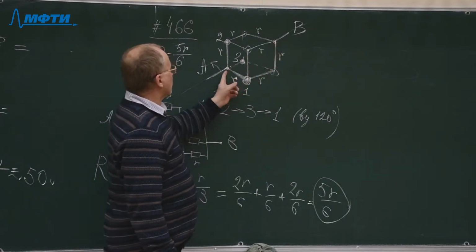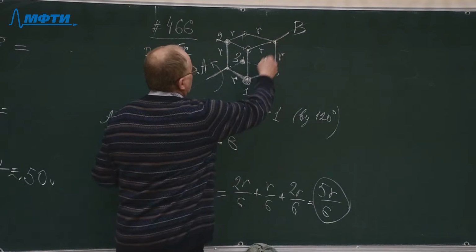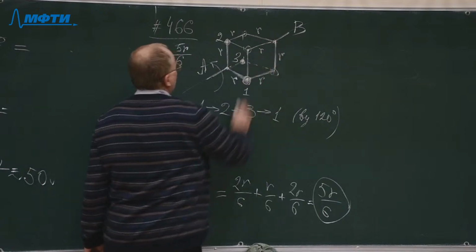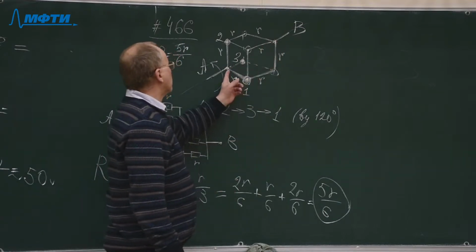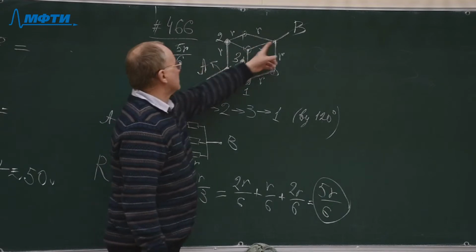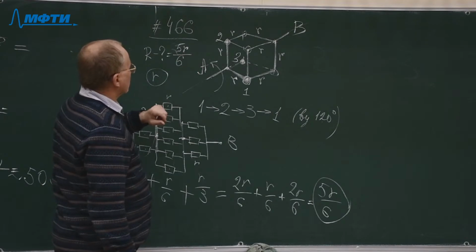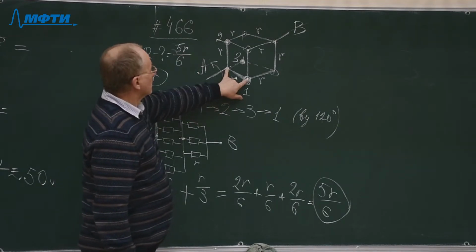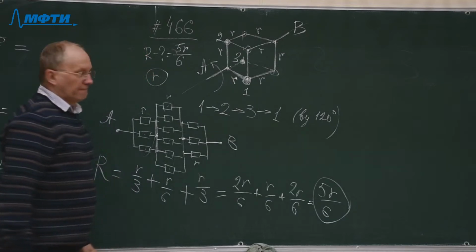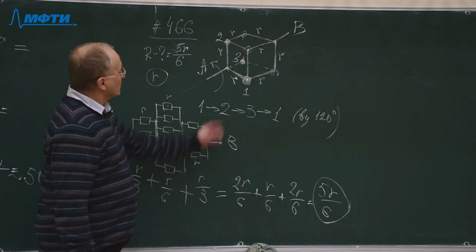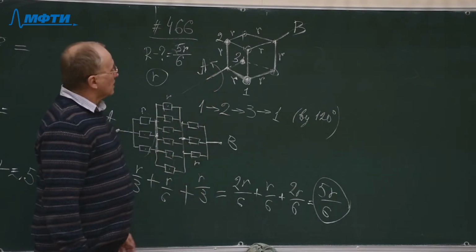And points A and B are the opposite vertices, located along the cube diagonal from point A to B. The resistance between these two opposite vertices will be 5 over 6 times R, where R is the resistance of a single edge. So in this problem, it was important to use the properties of symmetry of this figure.